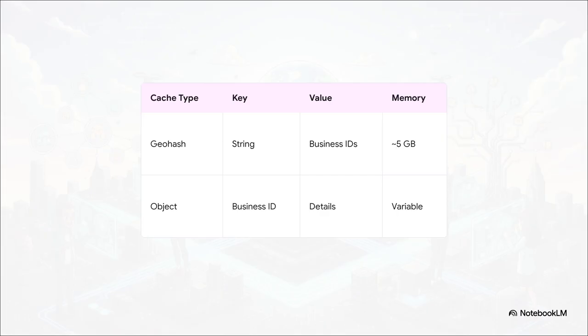Your first cache maps a GeoHash grid string to a simple list of business IDs. For 200 million businesses, that takes just 5 gigabytes of memory. Then, your second cache takes those IDs and hydrates them, fetching the bulky data like restaurant names, addresses, and photos. By separating the fast grid lookup from the heavy object payload, your memory footprint stays optimized and response times stay lightning fast.